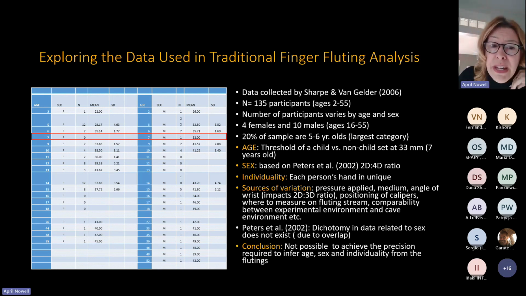Where you decide to measure on the fluting stream, and the comparability between the experimental environment, where you're doing something on a flat surface, versus the cave environment. We also looked at Peters et al.'s work on 2D/4D ratio, and they're quite clear that a dichotomy in data related to sex doesn't actually exist because there's too much overlap between male and female ratios.